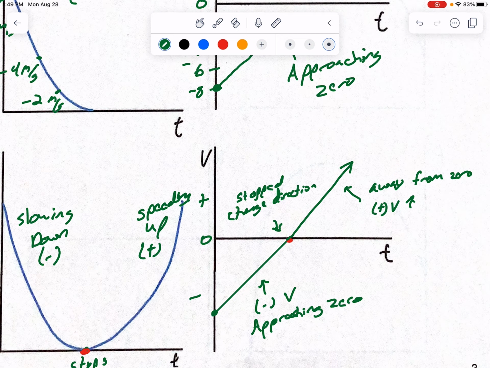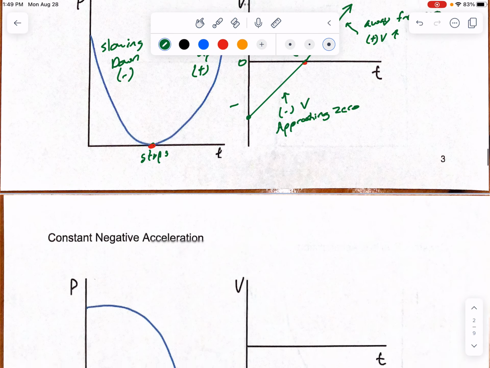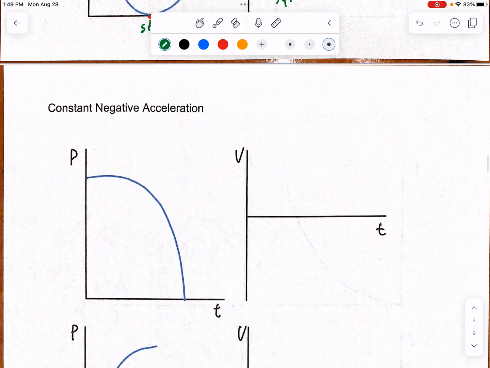Okay. So let's go on to the next one. Let's try some more practice. So if I look at this graph right here, it looks like I basically start with a slope of nothing, and then I start speeding up as I go down. Okay, so this would be speeding up in the negative direction. Okay, so let's look at our velocity versus time graph.